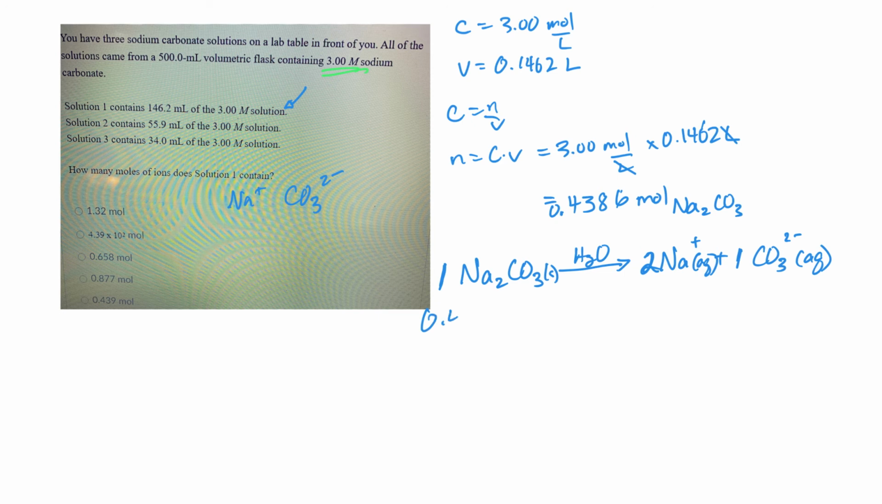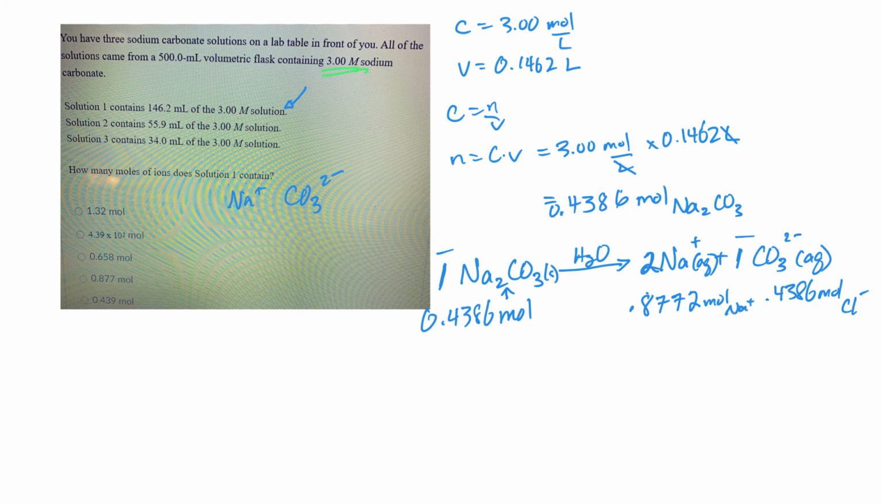So if I have 0.4386 moles of this one, then I'm going to have double that. So that'll be 0.8772 moles of sodium, I think that's right. And since it's 1 to 1, I'll have the same amount, 0.4386 moles of carbonate ions. And these are sodium ions.